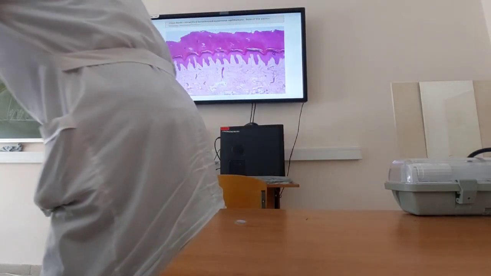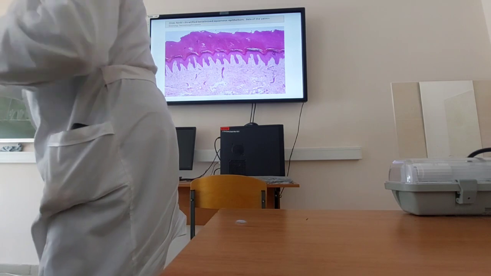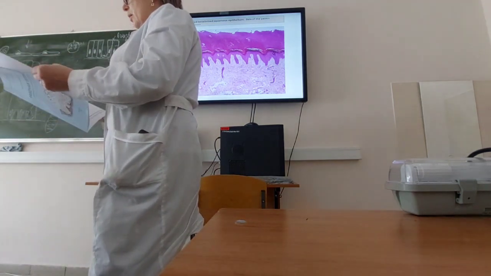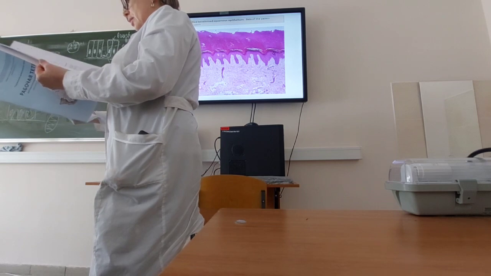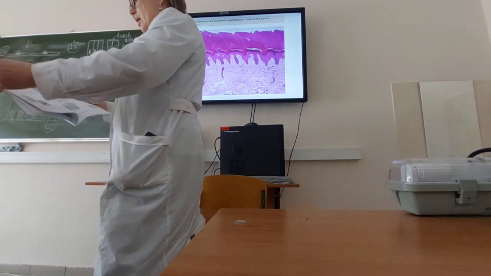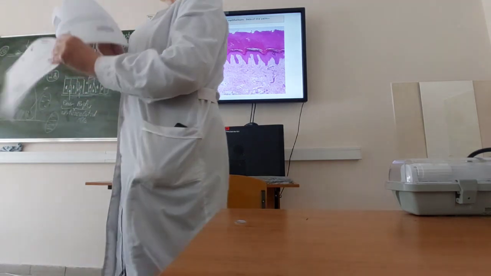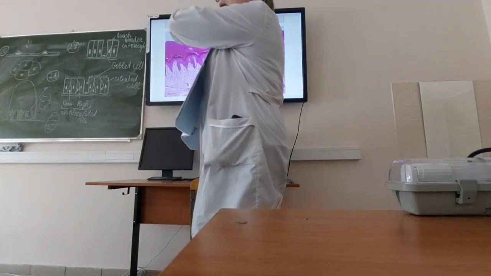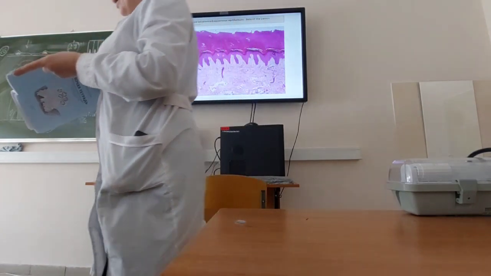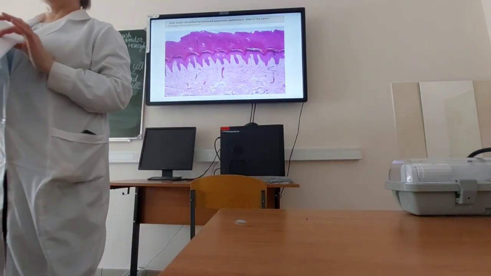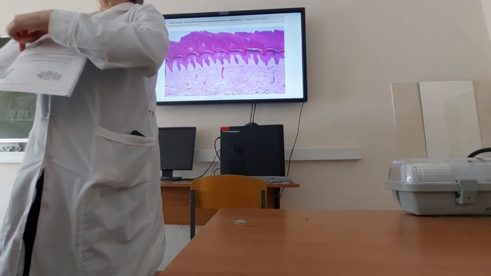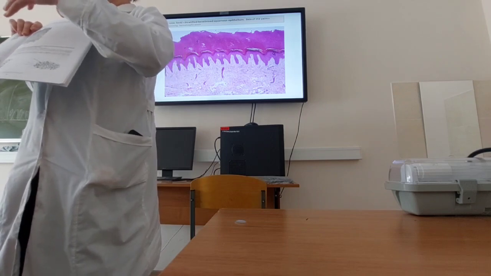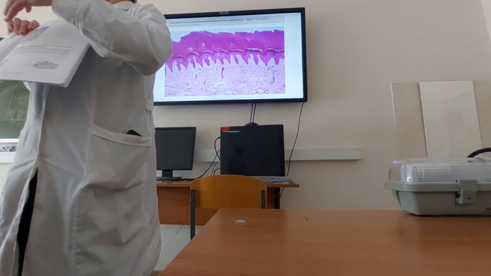In your book, task 31, you should draw a piece of the stratified keratinized epithelium here. Do not pay attention to this diagram. It looks like the electron micrographs.